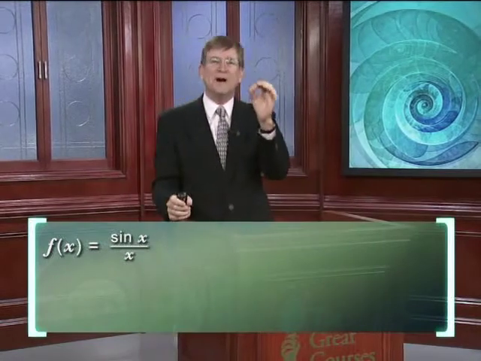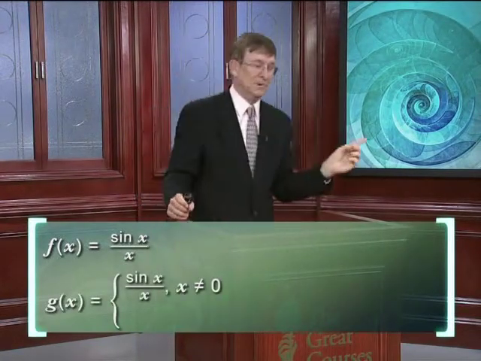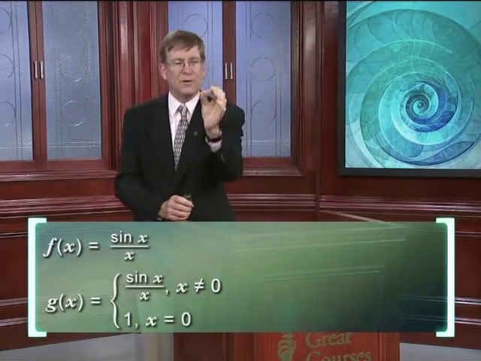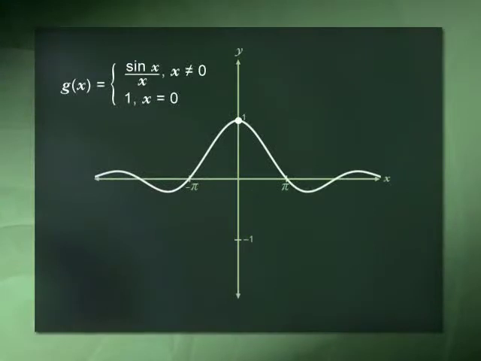Well, now I can define a new function equal to sine x over x for x not 0, and equal to 1 for x equal to 0. And lo and behold, we now have a function that's continuous for all real values of x. We call this point x equals 0 a removable discontinuity. I could remove it by defining the function to equal its limit at that point.